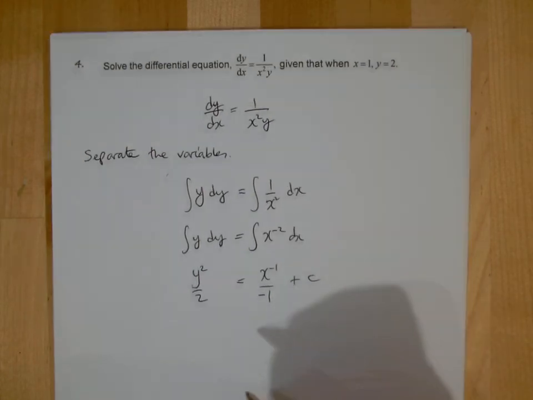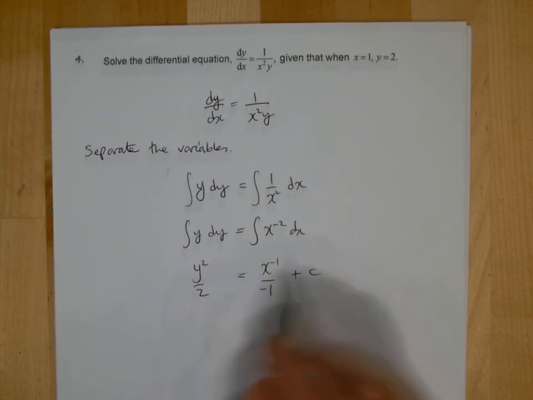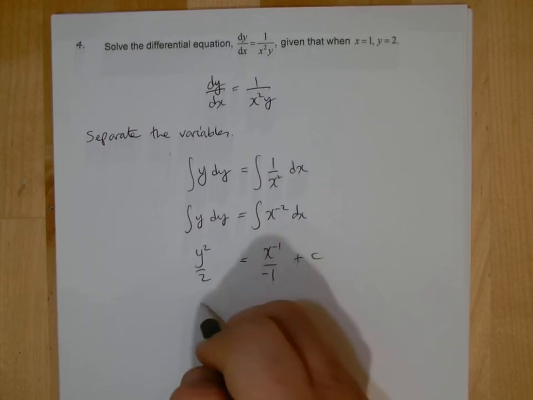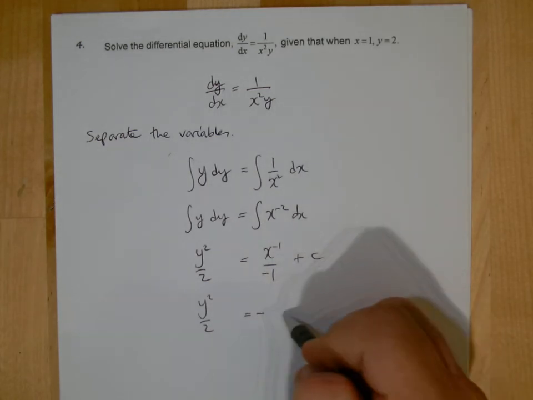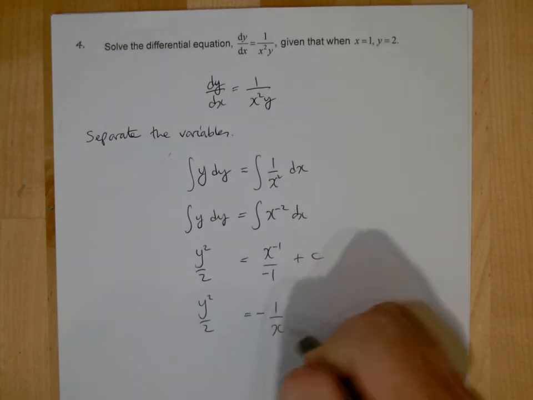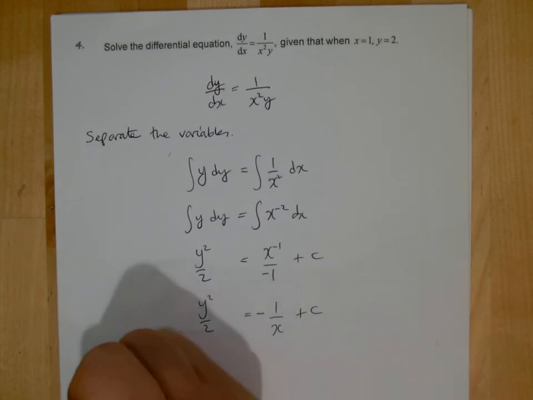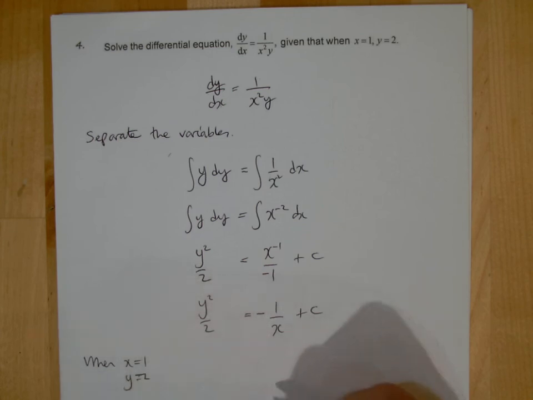So there is our expression, our general solution. You could tidy this up a little bit. You could say, look, y squared upon 2 is equal to, well, the minus can go in front, and because that's like a negative power, you can take that down to be positive power plus c. And then we can say, look, when x is equal to 1, y is equal to 2. So let's substitute that in.